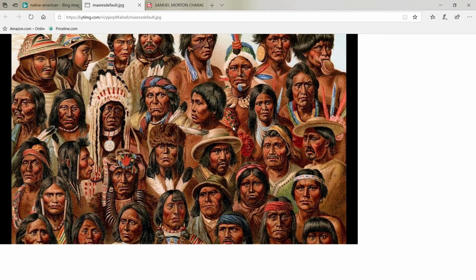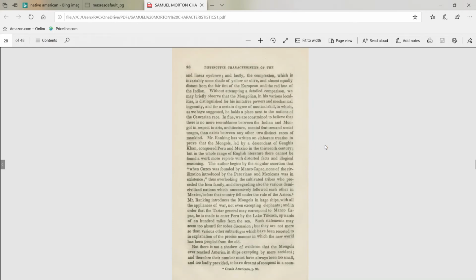So the cheekbone of these Native Americans is not only high but expands laterally. So the first sign that you know one is a polished polar Asian or Native American is the high and laterally expanded cheekbone. It says, and lastly, the complexion, which is invariably some shade of yellow or olive, and almost equally distant from the fair tint of the European and the red hue of the Indian.